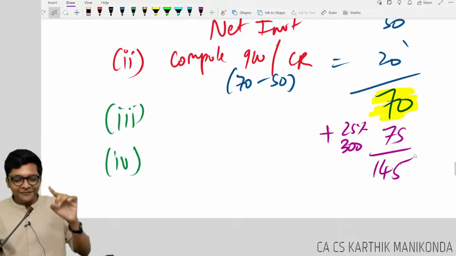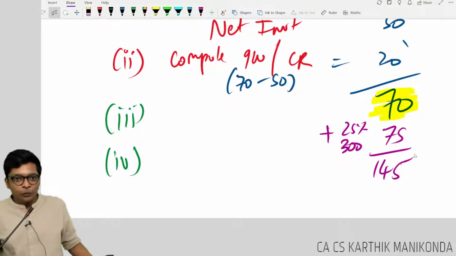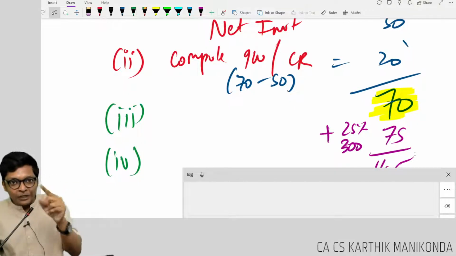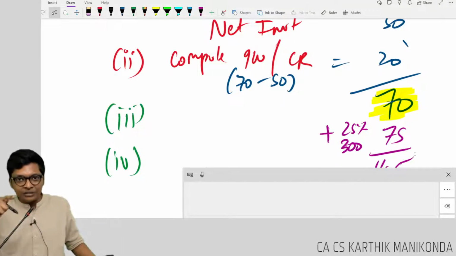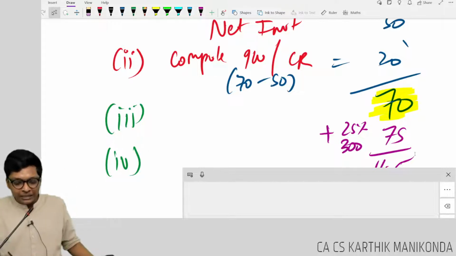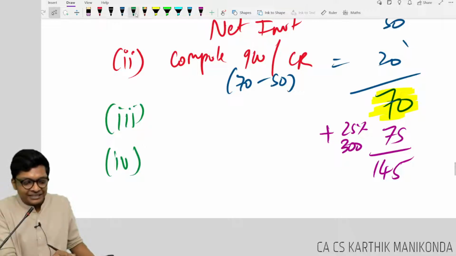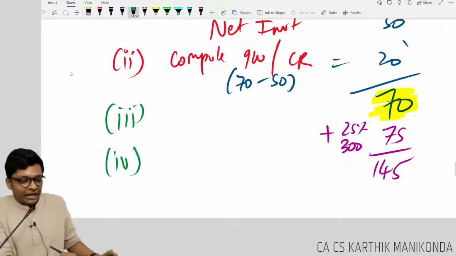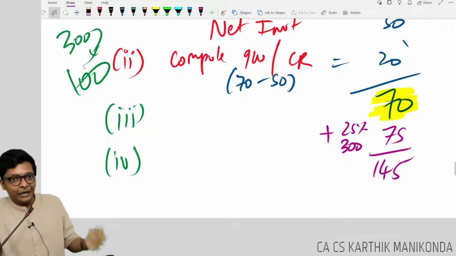I am happy. I invested 70, and within a year it became 145. What will I do when I am happy? I wanted to withdraw this money, but it's not in my control. If the associate Reebok is paying dividend, then I will withdraw. So let's say out of 145, 75 is current year profits, and they declared a dividend of 100 out of 300. What is my dividend?